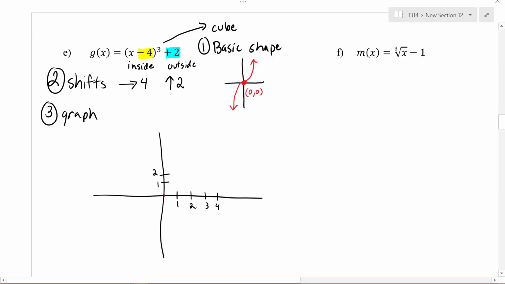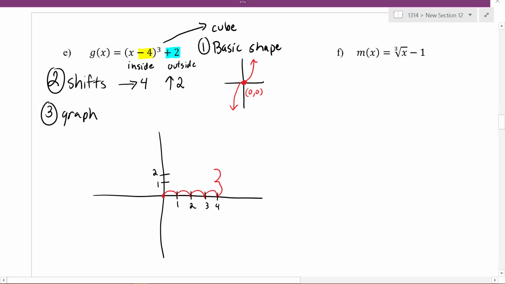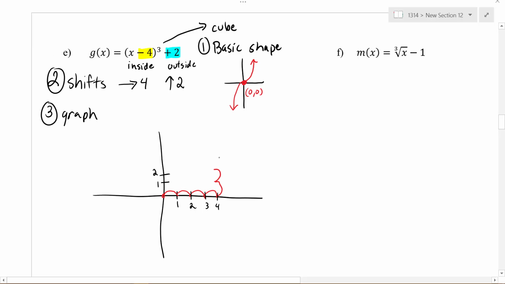Okay, so we start at the origin. To the right 4 puts me at a positive 4 for x, and then we're going to shift up 2. When I go up 2, that puts me at a positive 2 for y. So we're going to plot our point, our newly shifted origin point there. We're going to label it. That's an x value of 4 and a y value of 2. So 4, 2. Remember, it's always x first, y second.